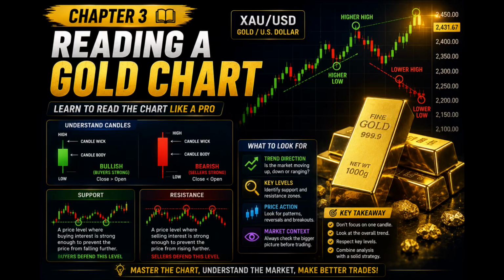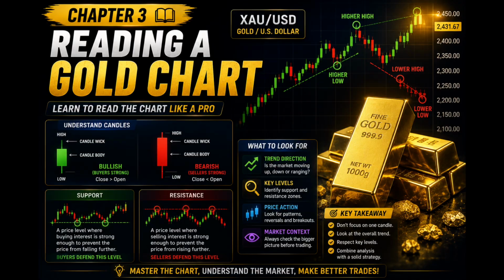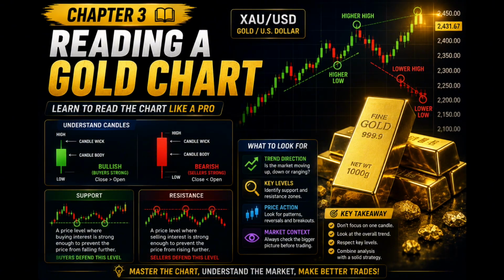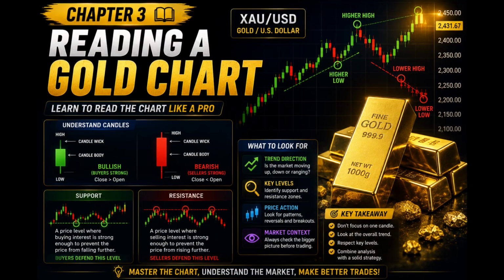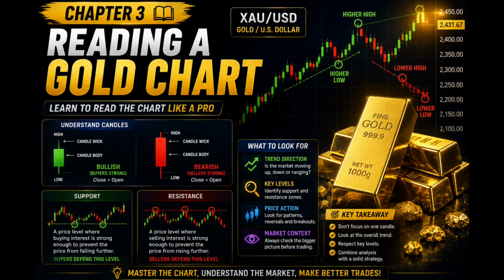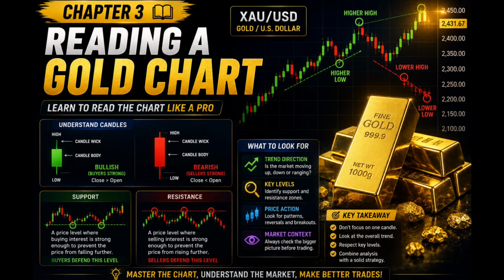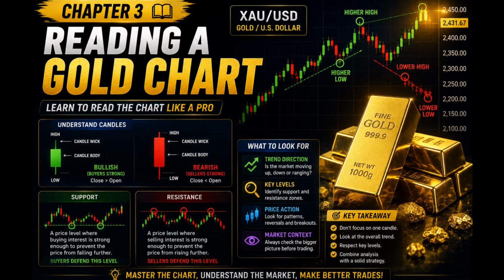Chapter 3. Reading a gold chart. Let's learn how to read a chart. Each candle represents price movement during a specific period. The body shows where price opened and closed. The wicks show the highest and lowest prices reached during that time. Green candles generally indicate buyers were stronger. Red candles indicate sellers had more control.